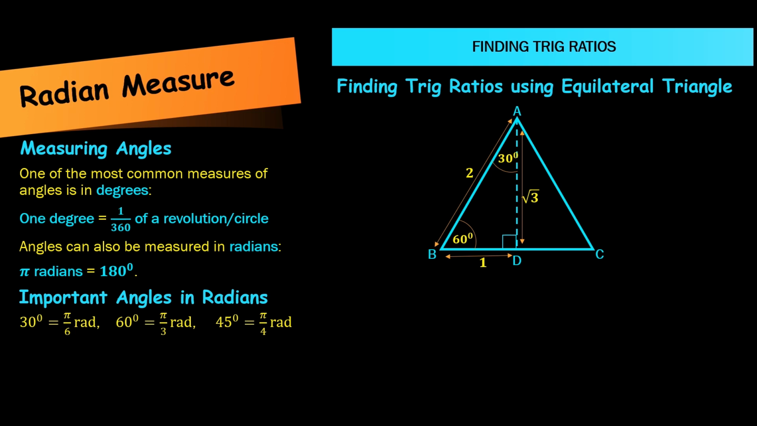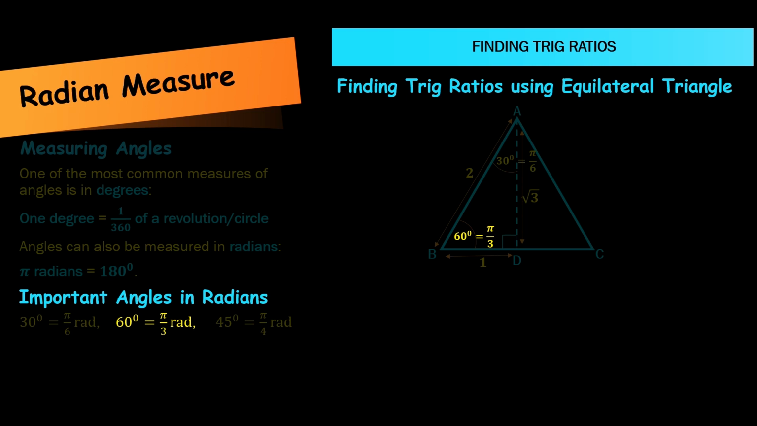We also remind ourselves of some important angles in radians. 30 degrees equals pi by 6 radians, 60 degrees equals pi by 3 radians, and 45 degrees equals pi by 4 radians. So here's 60 degrees or pi by 3 radians in our triangle, and here's 30 degrees or pi by 6 radians.